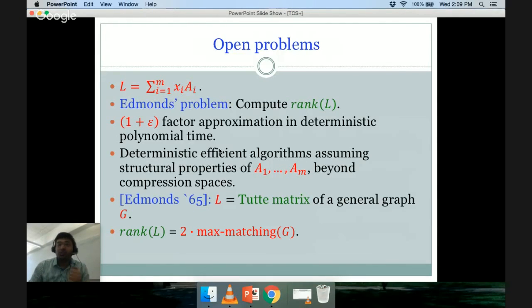Okay, so if you look at the Tutte matrix of a general graph G, the commutative rank of L is exactly twice the maximum matching size in G. Okay, and since we have deterministic efficient algorithms for G, we can compute the commutative rank of this Tutte matrix. Okay, so this was already solved by Edmonds in '65.